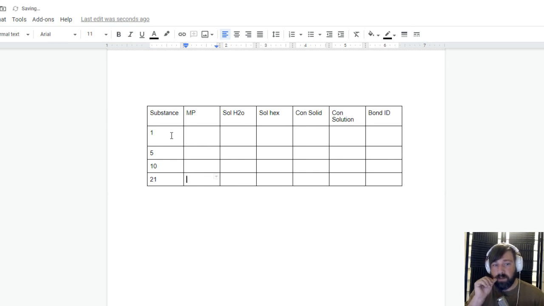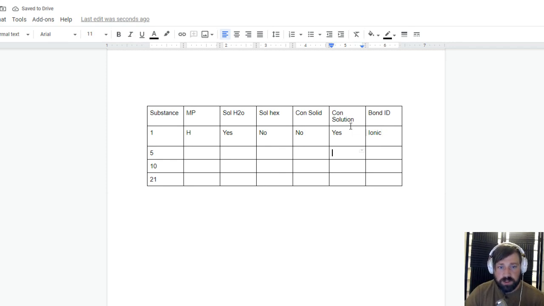This is where you're going to summarize all of your results. So for melting point, maybe this one is high, and it did dissolve in water, but not in hexane. It did not conduct as a solid, but it conducted as a solution. So then you would think, okay, what type of bond is this? It has a high melting point, dissolves in water, but not in hexane, and conducts as a solution. What type of bond is that? Well, that sounds like an ionic bond to me. Ionic bonds have high melting point, they dissolve in water, and so on and so forth.